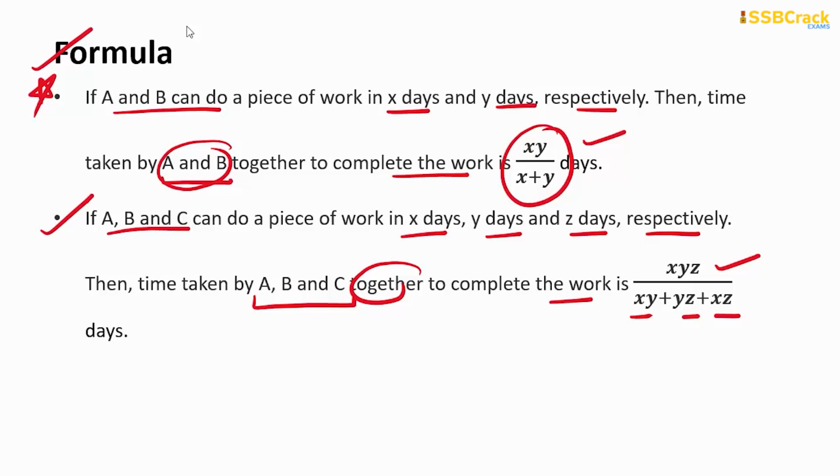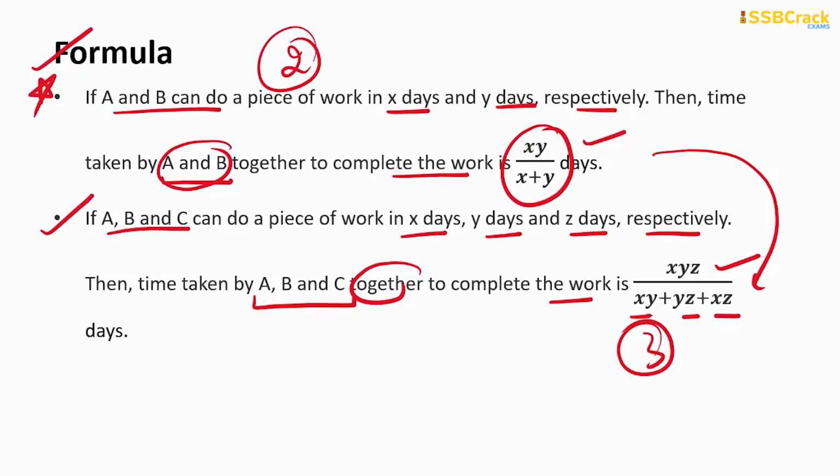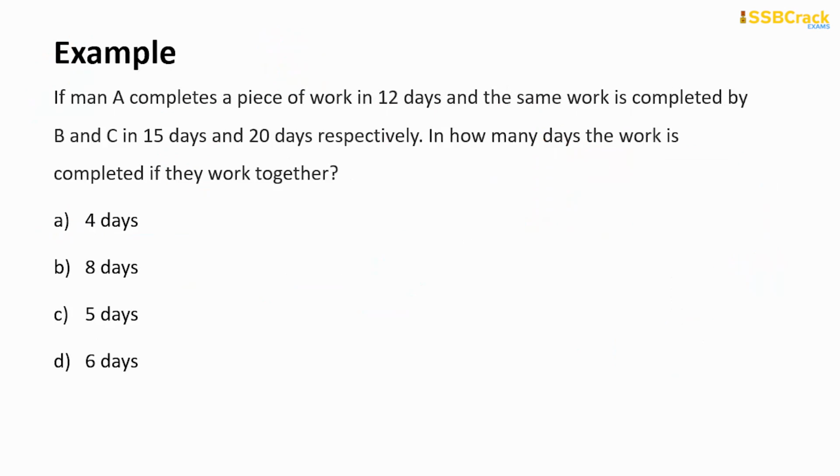So this formula is nothing but the extension of the above formula only, right? So this is for 2 persons and this is for 3 persons. So you can easily read the statement of your question and check which formula should be applied to find the answer. So let's take an example based upon this formula.